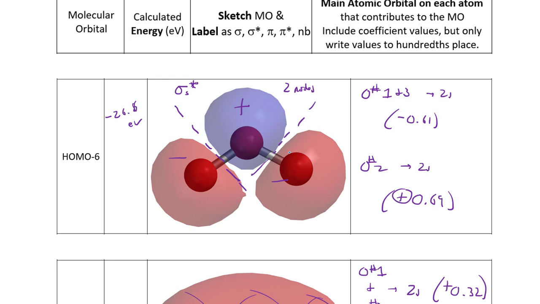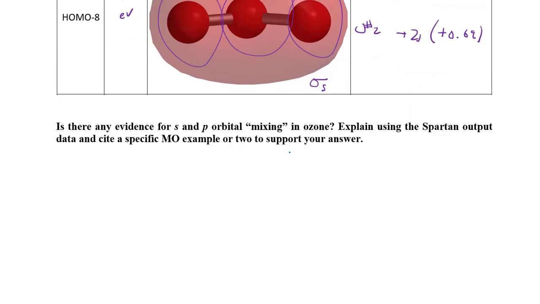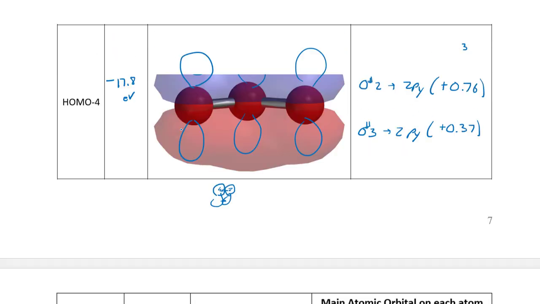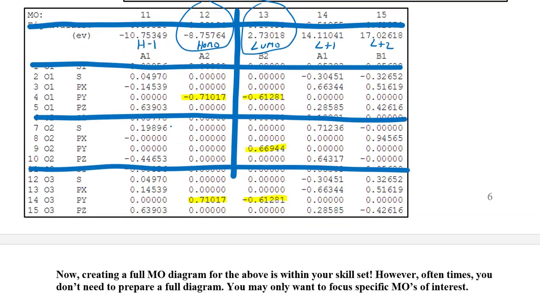So again, really important. You gotta know the difference between sigma and pi. You gotta think about what's going on. High nodes, high energy. Really, really important interactions here. And now, the last question, I wanna connect back to what we talked about before, which was a little bit of the mixing of the s and p orbitals. And is there any evidence? And for that, we need to probably look back up at carbon dioxide in terms of that MO diagram.